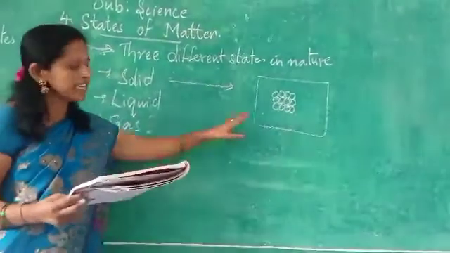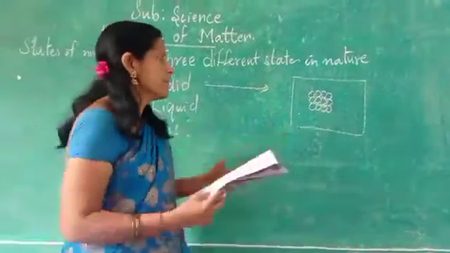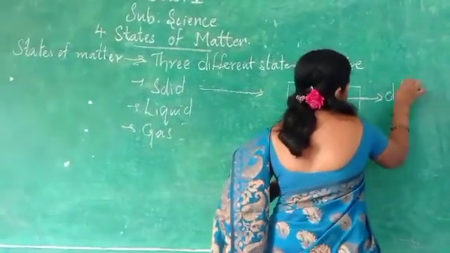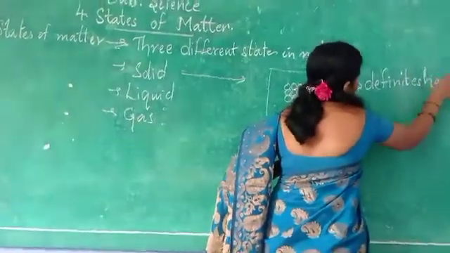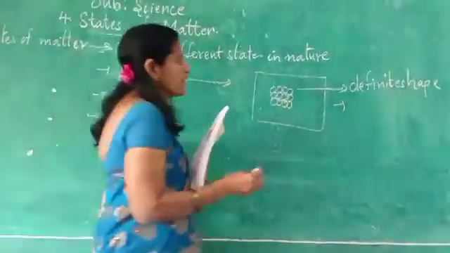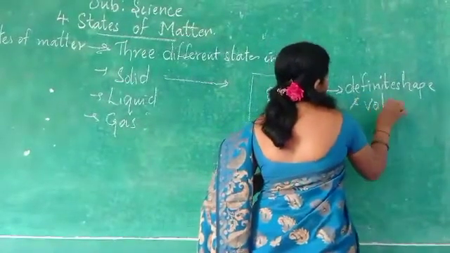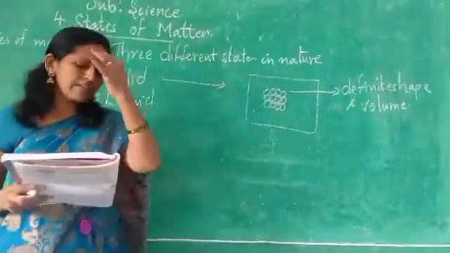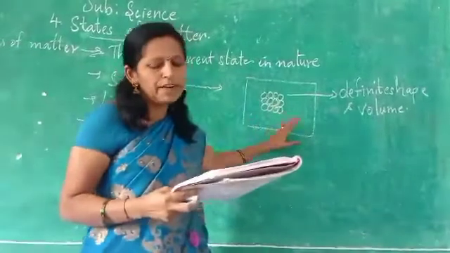This tight arrangement of molecules gives solids a definite shape and volume. The molecules in solids give only a definite shape and volume.